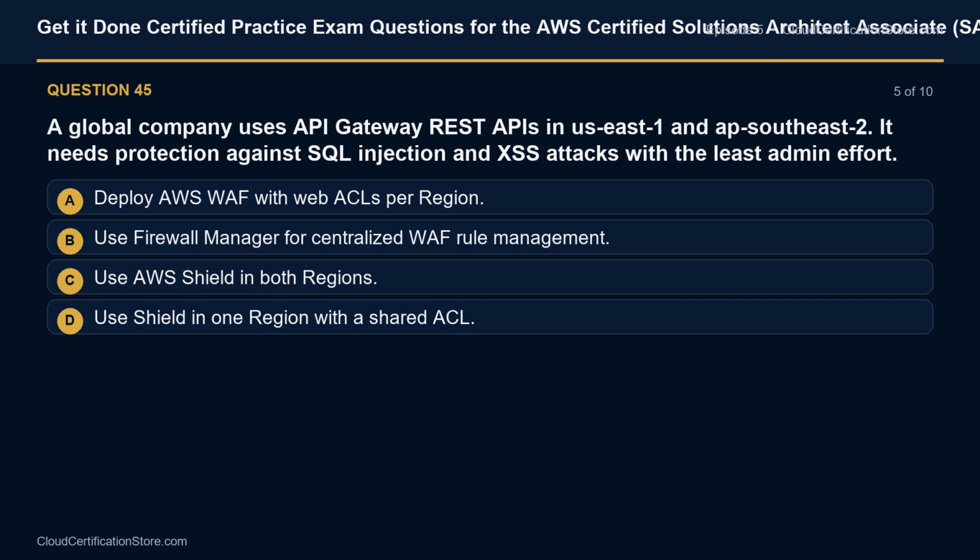Option B, use Firewall Manager for centralized WAF rule management. Option C, use AWS Shield in both regions. Option D, use Shield in one region with a shared ACL.